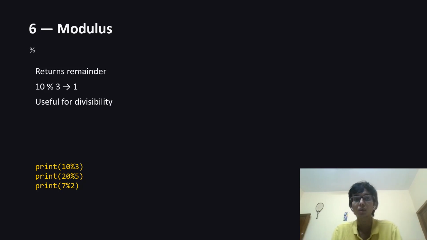When you do the modulus operation, we use it just for divisibility, because an even number will always result in a remainder of 0, while an odd number will give you a remainder of 1 or maybe any other number. For example, if you do 10 modulus 3, it will give you 1 as the remainder.